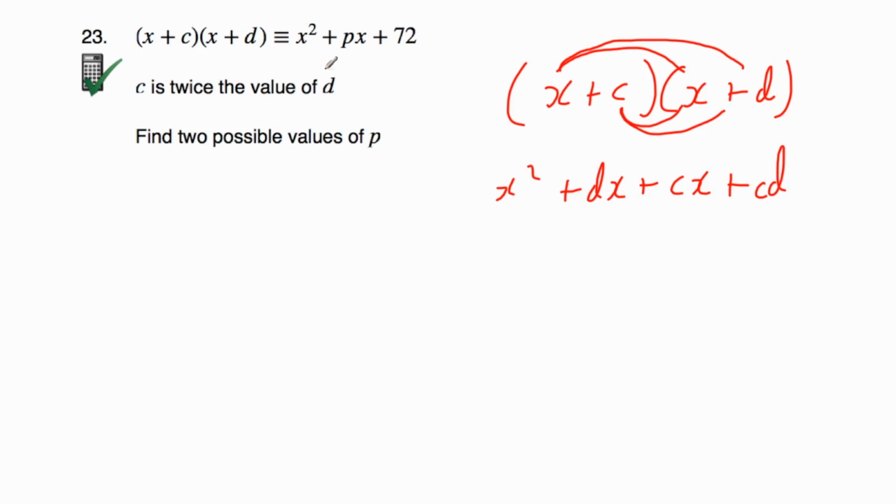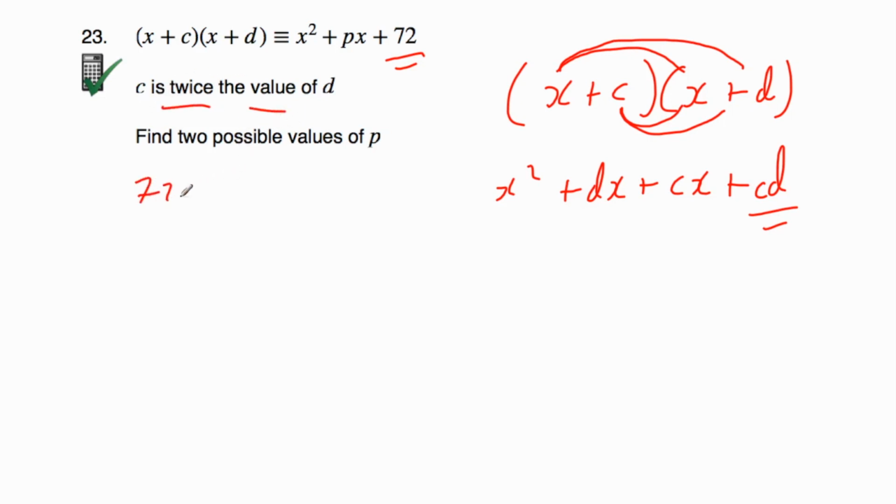And if you have a look at what it's equivalent to, what we're told in the question, we were told that x squared plus px, so whenever we collected our like terms, that would be the px part, and then we've got plus 72. Now the 72 must be the cd part, so c and d multiplied together must give us 72. And we're told that c is twice the value of d. So let's consider numbers that multiply together to give us 72, and we want to find one which is twice the value of the other one.